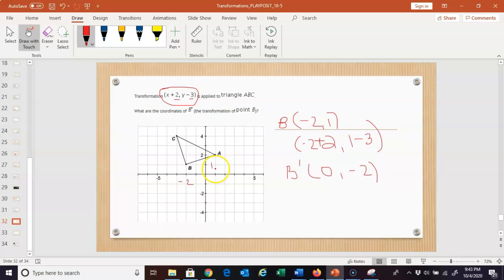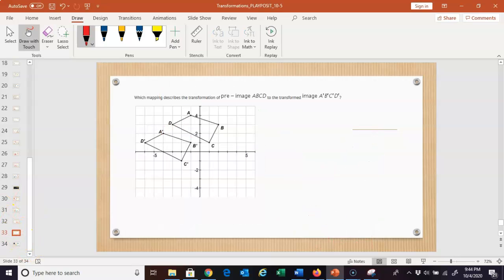Here, let's try another one real quick. Let's do C. So C is -3, 4. So let's apply the rule to point C to get C prime. We're going to add 2, and you don't have to write it out like this if you don't want to. I'm really just doing that so you guys can see the math. And subtract 3. So C prime is -1, 1. That's it.